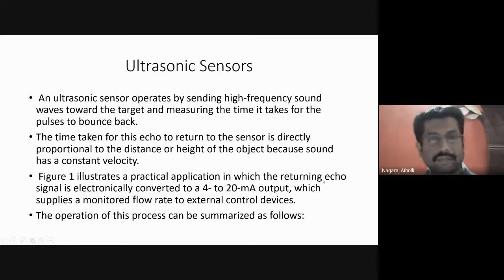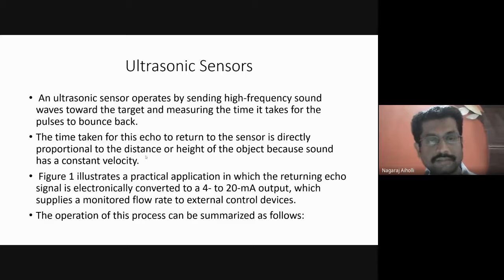An ultrasonic sensor operates by sending high frequency sound waves towards the target and measuring the time it takes for the pulses to bounce back. The time taken for this echo to return to the sensor is directly proportional to the distance or the height of the object. How much time the transmitted sound signal takes to be received back depends on the distance, and it also depends on the height of the object. More the distance, more the time taken to receive the signal. More the height, more the time taken to receive the signal back at the transmitter.